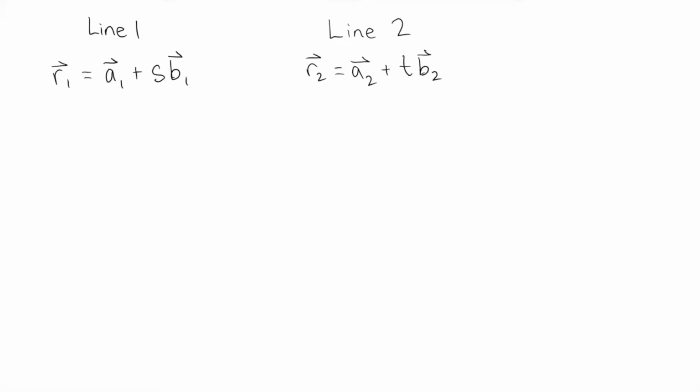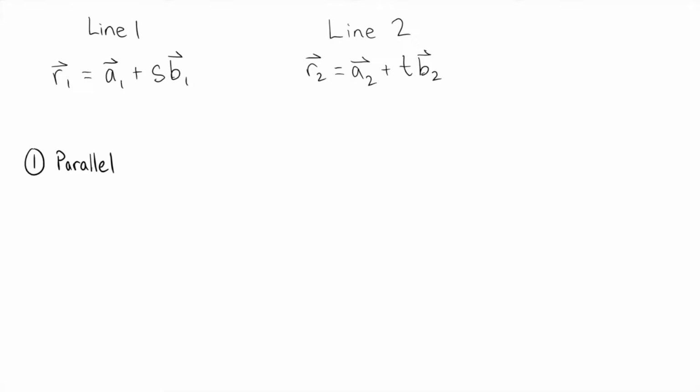In this video, we're going to look at how lines interact with each other in 3 dimensions. So let's consider 2 lines in general. We'll consider line 1, which has the vector equation r1 is equal to a1 plus s times b1, and line 2, with vector equation r2 equals a2 plus t times b2. These 2 lines can interact with each other in a few different ways.